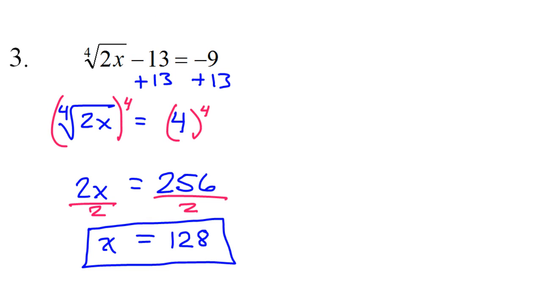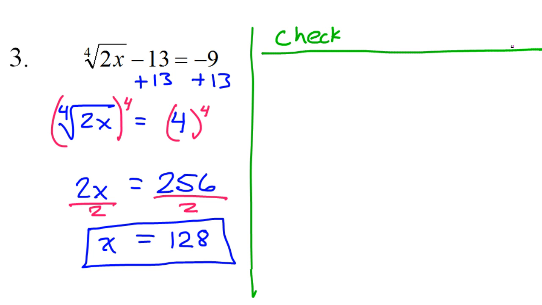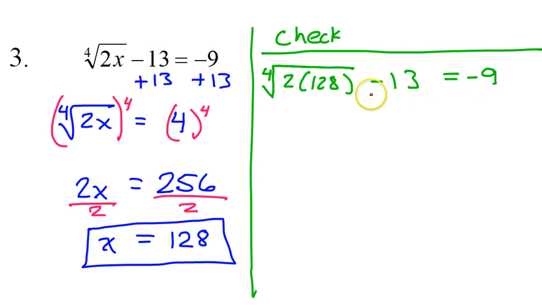But once again, we will check our answer. We will always check our answer. Okay, so I'm going to put in 128. So that would look like this. I'll have the 4th root of 2 times 128, and then minus 13 is equal to negative 9. Now again, we're not allowed to add 13 to both sides or anything like that. We have to just simplify and just stay on one side of the equation at a time.